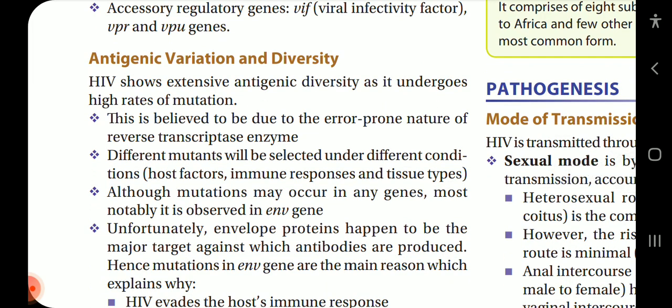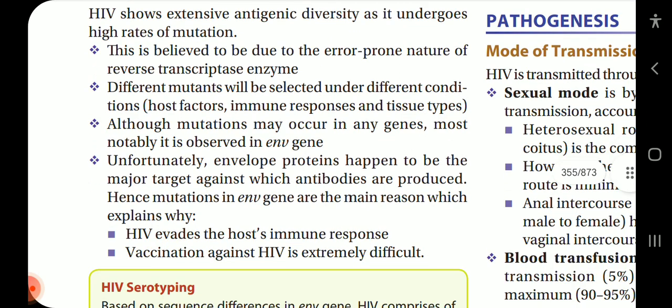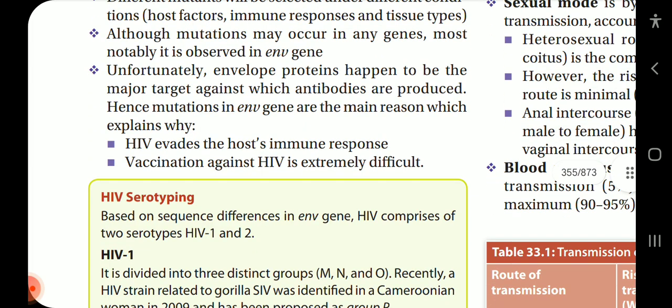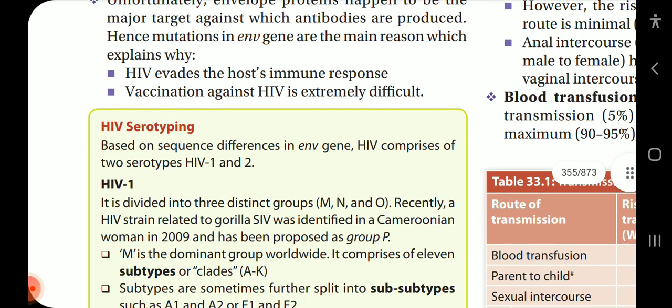Antigenic variation and diversity. HIV shows extensive antigenic diversity as it undergoes high rates of mutation. This is believed to be due to the error-prone nature of the reverse transcriptase enzyme. Different mutations will be selected under different conditions, host factors, immune responses, and tissue types. Although mutations may occur in any gene, most notably it is observed in the ENV gene. Unfortunately, the envelope proteins happen to be the major target against which antibodies are produced. Hence, mutations in the ENV gene are the main reason which explains why HIV evades the host immune response. Vaccination against HIV is extremely difficult.